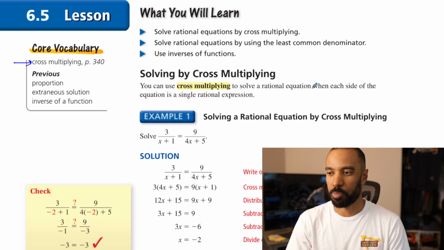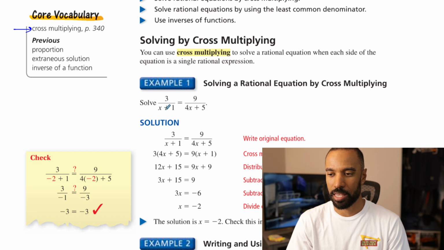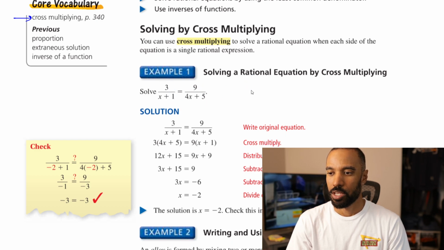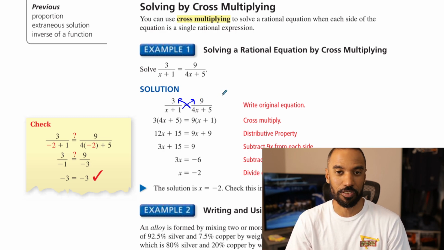You can use cross-multiplying to solve a rational equation when each side of the equation is a single rational expression. Basically, when you have a proportion set up. This over this equals this over that. So this is an example of solving this. By cross-multiplying, we multiply 4x plus 5 up with 3 and x plus 1 up with 9, and then boom, you have no more fraction. That's the essence of cross-multiplication.